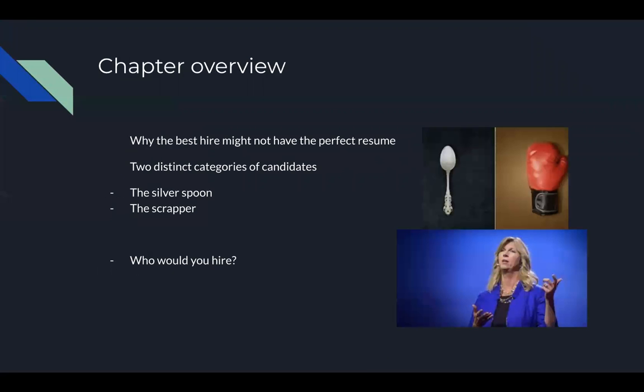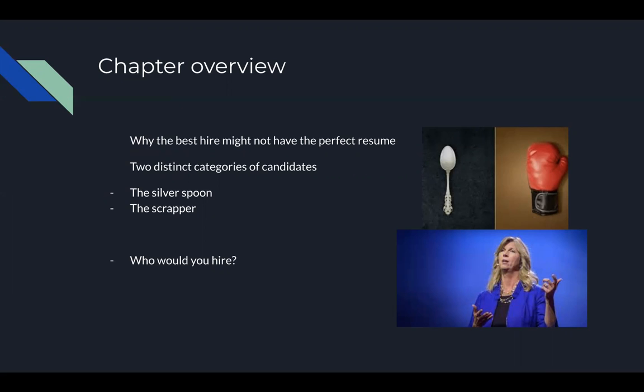So earlier on in the semester, we talked about a TED talk with Regina Hartley that talked about why the perfect resume might not be the best hire. And she talked about two distinct categories, which are the silver spoon and the scrapper. The silver spoon usually has better schooling, usually comes from money, and looks perfect on paper when it comes to their resume. And it's quite obvious that they have the advantages in life to succeed.